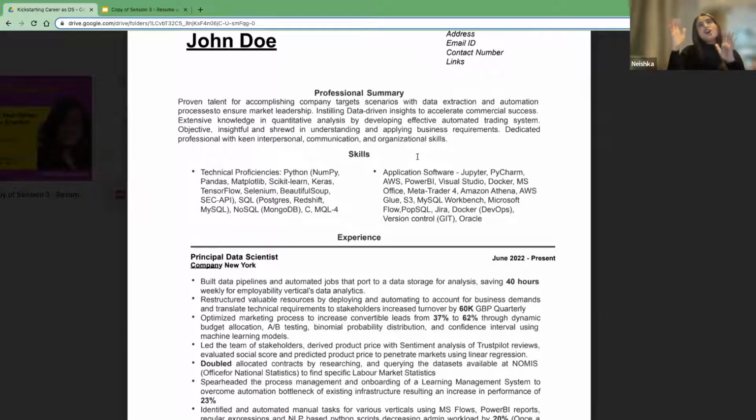So, and yeah, don't keep a paragraph. It's very hard to go through. One line is enough, and maybe 2 bullet points are also enough, not more than 2 bullet points. One line, 2 bullet points.